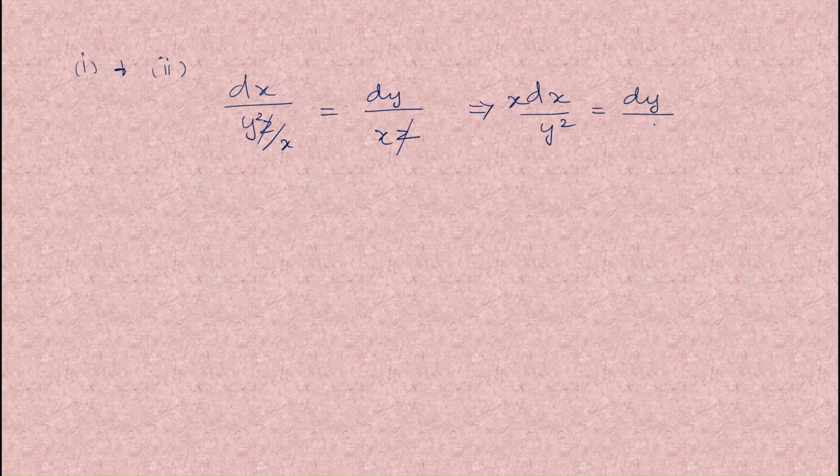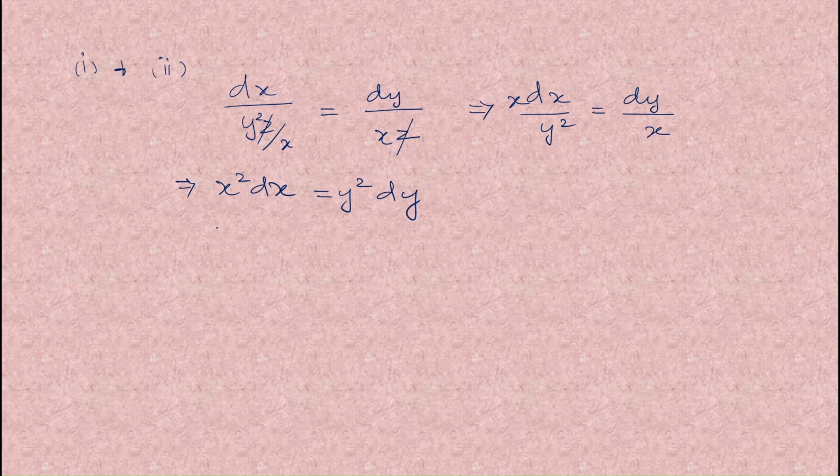From ratios 1 and 2, it is dx divided by (y square z by x), which is equal to dy divided by x into z. This z and this z get canceled, which implies this denominator x can be taken to the numerator, so that here x dx divided by y square is equal to dy divided by x. Again we can separate the variables according to the derivative, which implies x square dx, because this x can be taken to the left side as x square, is equal to y square dy.